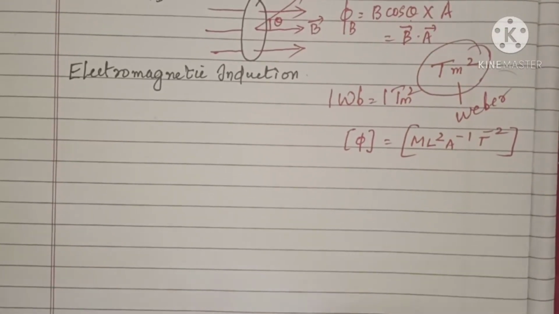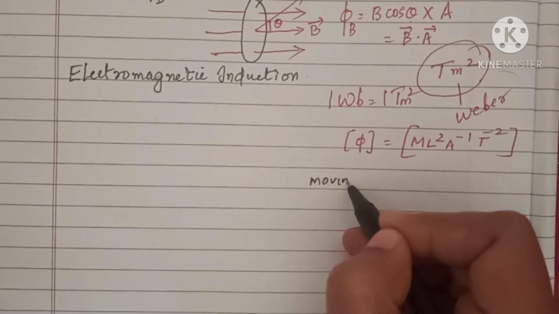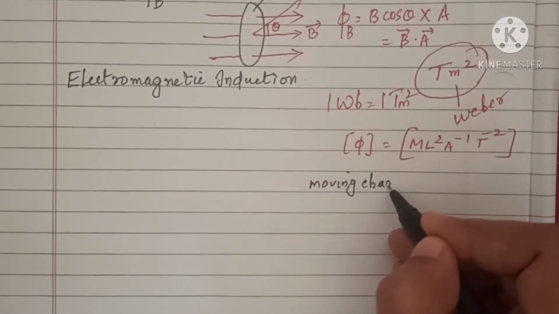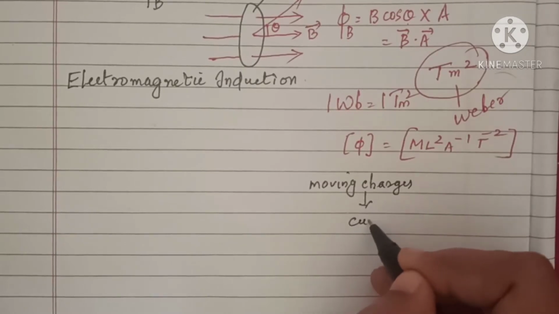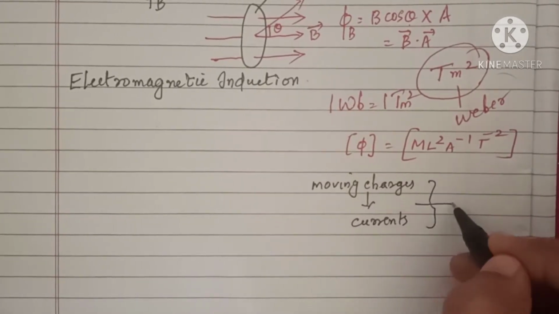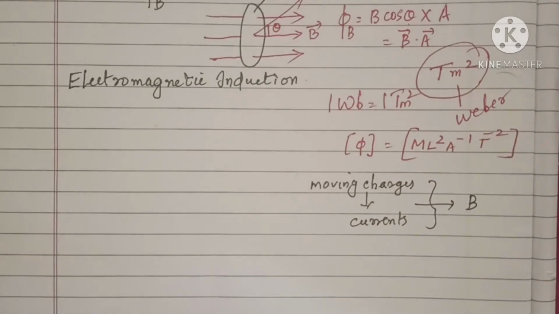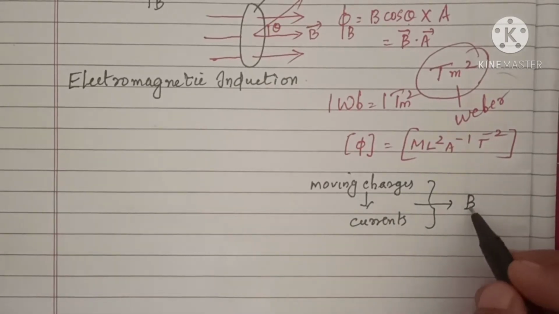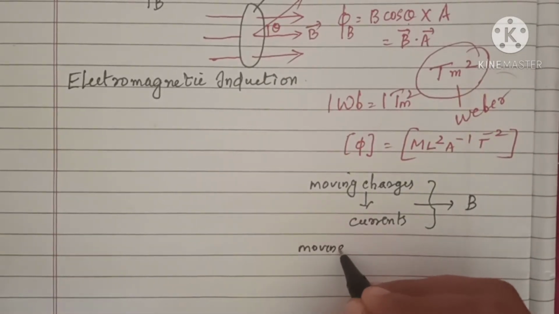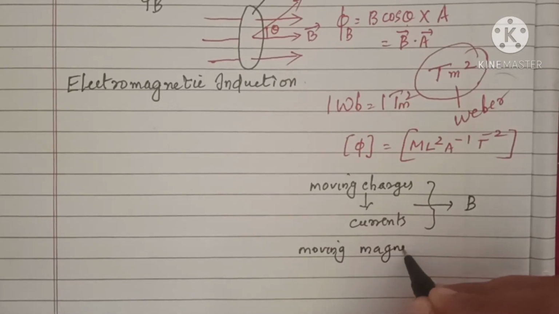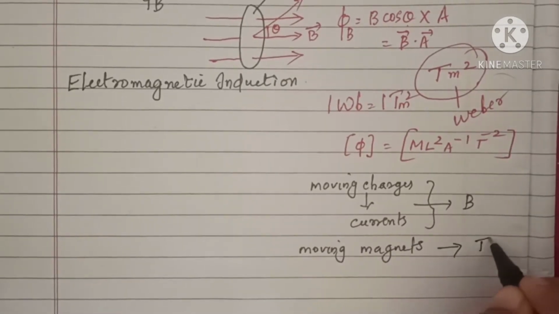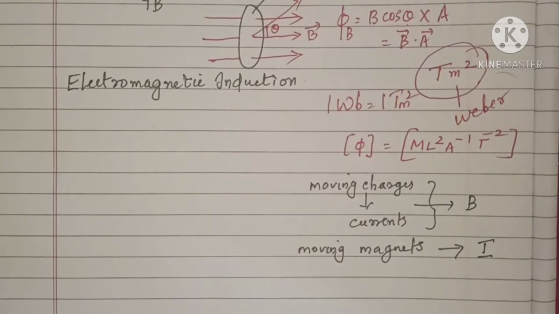Understood? You have studied moving charges, in the sense current. When charge moves, current is produced. So moving charges, that is currents, are able to produce what? Magnetic field. That you have studied from Oersted experiment. Now conversely you can say that moving magnets can produce electric current. Understood? Moving magnets can produce electric current. This fact was discovered mainly by Michael Faraday through his various experiments.